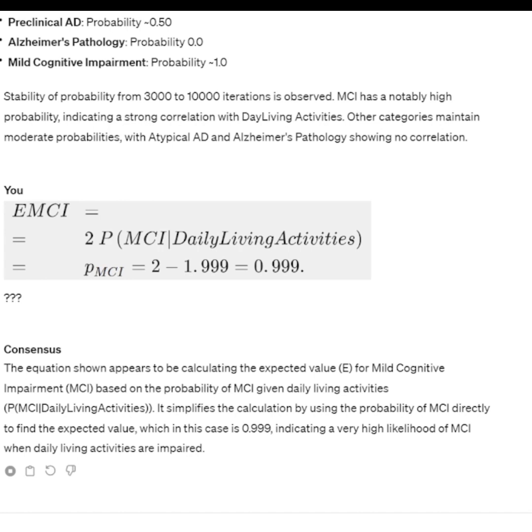The equation shown appears to calculate the expected value E for mild cognitive impairment, MCI, based on the probability of MCI given daily living activities, P(MCI | daily living activities). It simplifies the calculation by using the probability of MCI directly to find the expected value, which in this case is 0.999, indicating a very high likelihood of MCI when daily living activities are impaired.